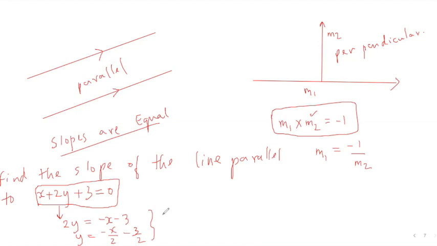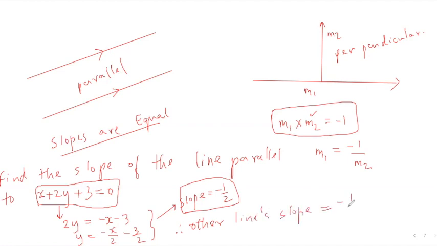So the slope in this is the coefficient of the x term, right? Slope is equal to minus half. Following this so far? So therefore, since the other line is parallel to this, the other line's slope will also be minus half, right? Because this line's slope is minus half, and the other line is parallel. So the other line's slope is also equal to minus half, okay?